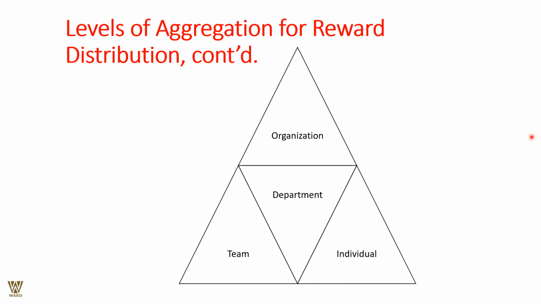So the level of aggregation for rewards and distribution, and how do we go about it? You look into it individually. Every time we talk about incentives, we always keep in mind that it is individuals to be incentivized, rewarded, or recognized, but it is not so. It can be the department, the team, or the organization as a whole that can be rewarded altogether. So you need to understand the level of aggregation that comes around it.